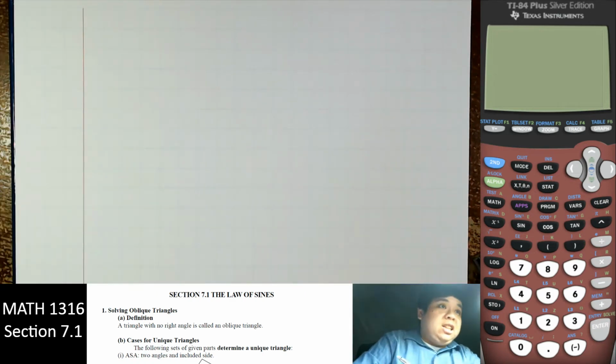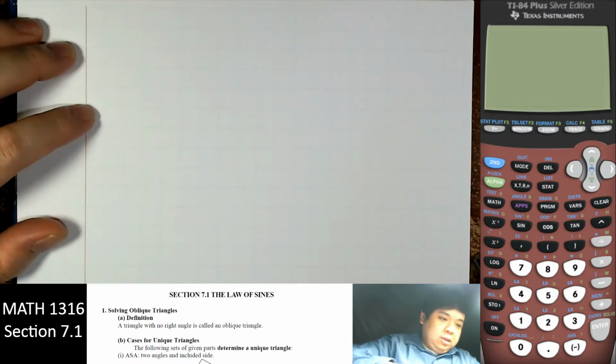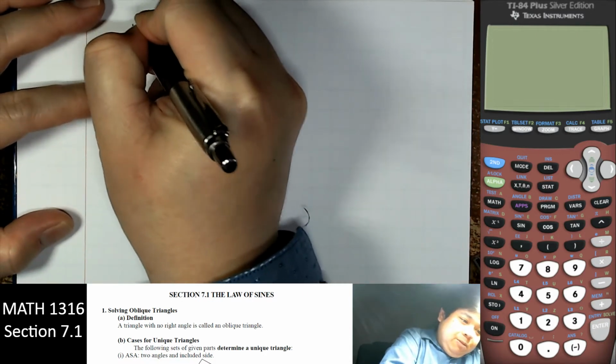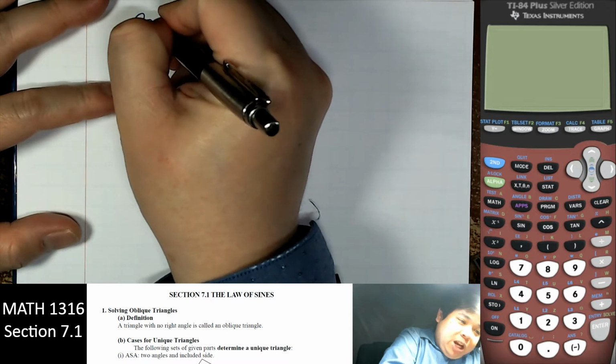Now we go to chapter 7. In chapter 7, most of the problems we deal with are to solve for an oblique triangle. Right, so let me write out the section.